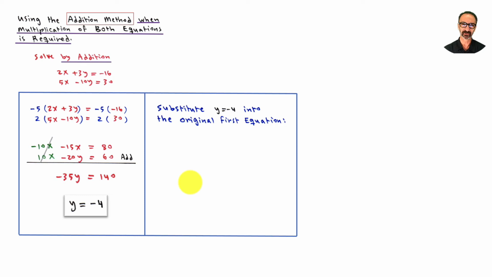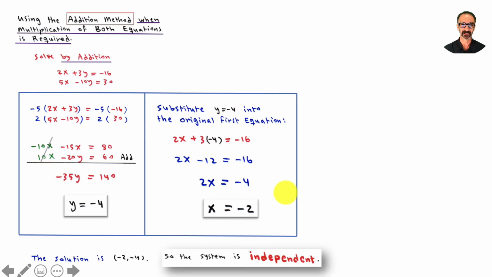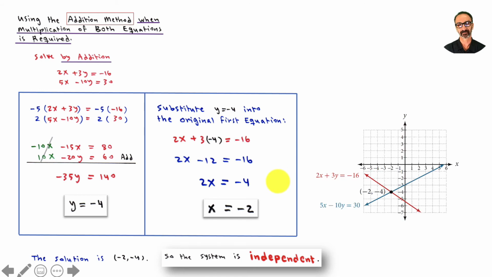Now we substitute y equals negative 4 into the original first equation. You could pick either one, but that's what I picked. Negative 4 will replace y right here, and that's a negative 12. Add 12 to both sides, then divide by 2. When you add 12 to both sides, I get negative 16 plus 12, which is negative 4. Divide by 2, I get x equals negative 2. So we have, one more time, one solution, an independent system. And to support it, here's the graph. The two lines are graphed and they meet at negative 2, negative 4.